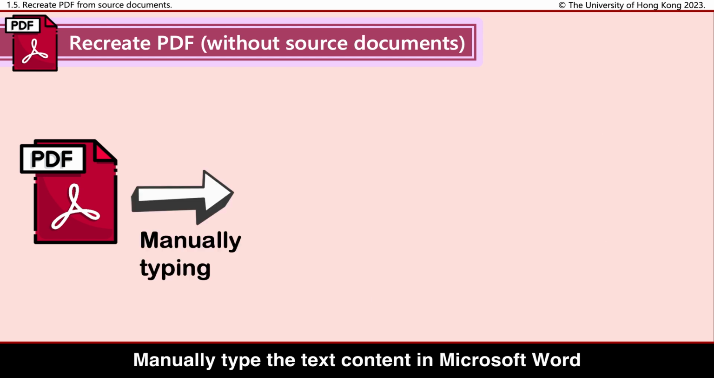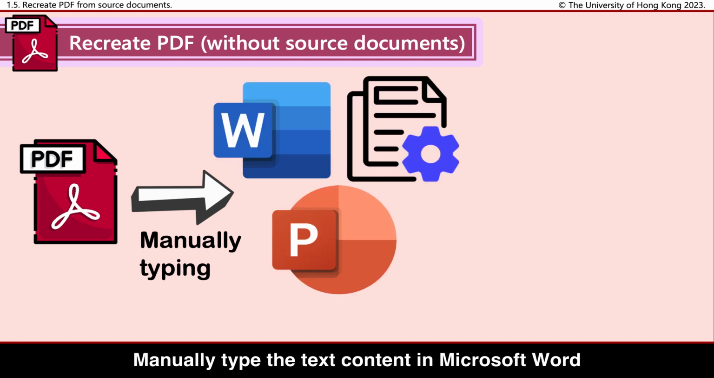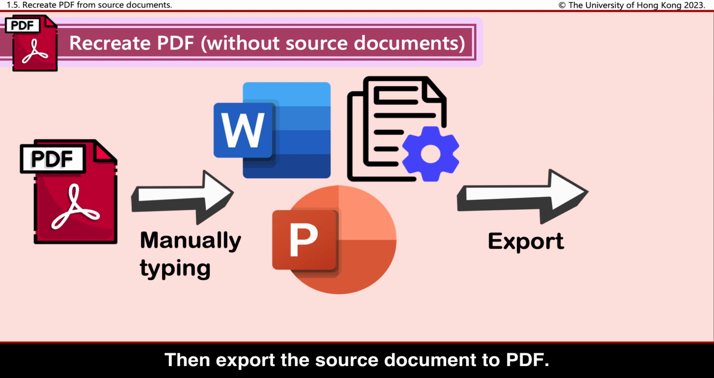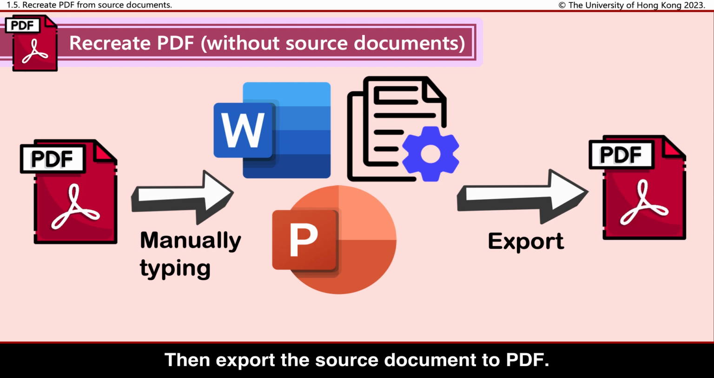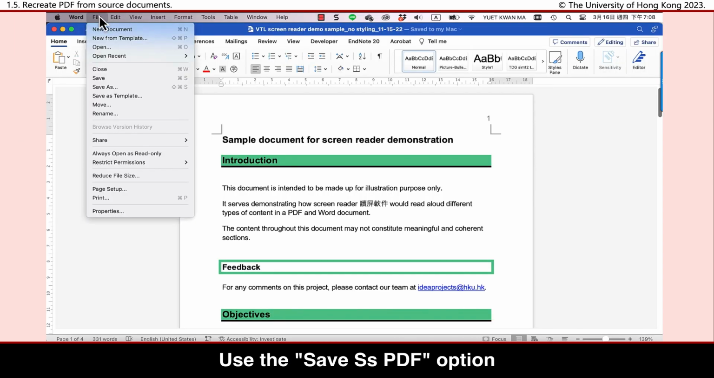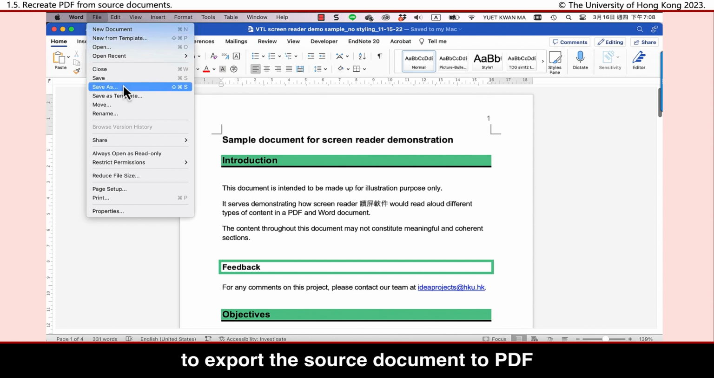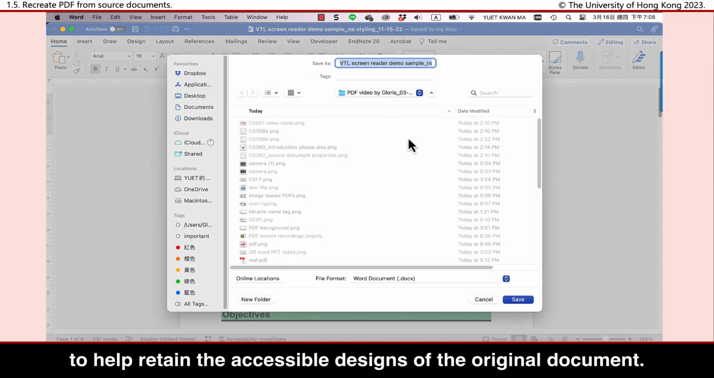Solution 2. Manually type the text content in Microsoft Word to create an accessible source document, then export this source document to PDF. Use the Save as PDF option to export the source document to PDF to help retain the accessible designs of the original document.